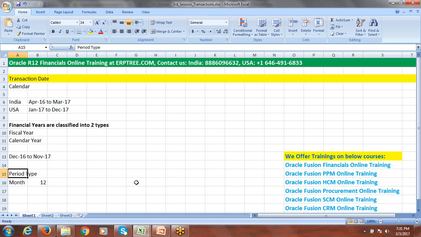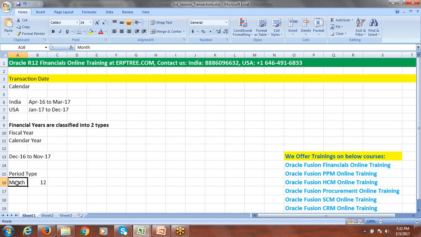It can be any year type, fiscal or calendar year type, whatever it may be. If you are treating the month as a period, it is 12 periods. That means in our calendar we are going to create 12 periods. So India means April to March, USA means January to December. If I take the month as a period, it's always 12.